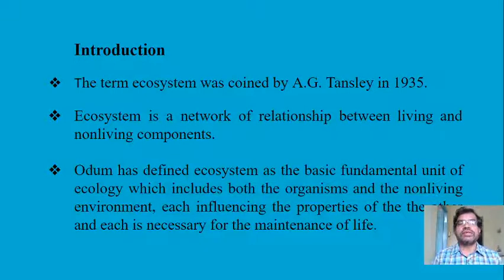A famous ecologist by name Odum has defined ecosystem as the basic fundamental unit of ecology, which includes both the organisms and the non-living environment, each influencing the properties of the other, and each is necessary for the maintenance of life. So both components are equally important. If any one of the components is missing, then the ecosystem cannot exist. So therefore, for the existence of an ecosystem, both the components should be present.